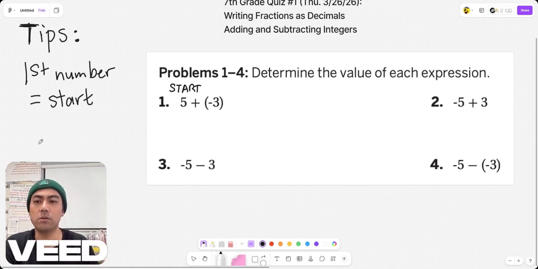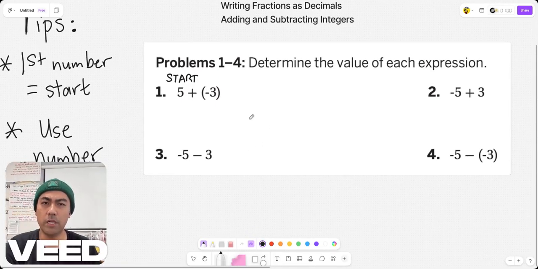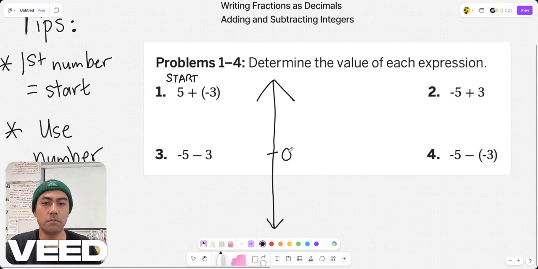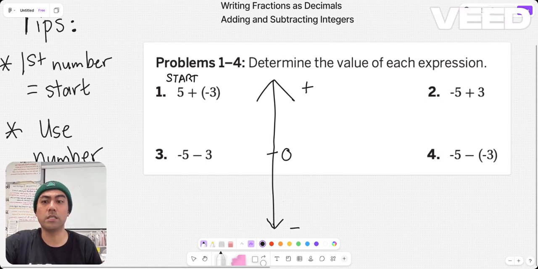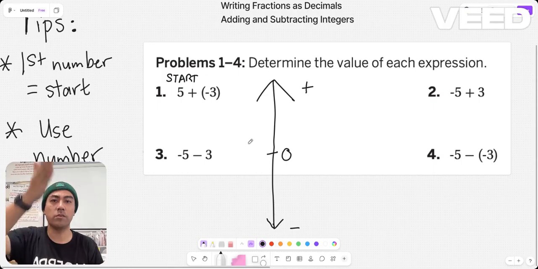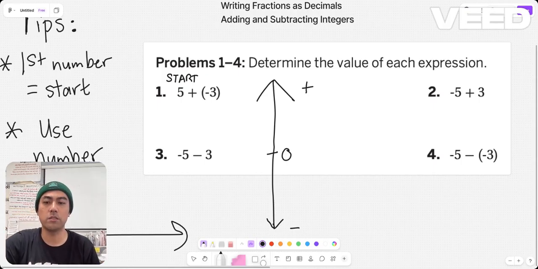The next thing we're going to do, another tip that I have for you all, is if you want to draw a number line, okay, use a number line to help you with this problem. And I'll show you how to do it with a number line right now. So I'm going to draw a number line. On my number line, I'll put 0. And just know that the positive numbers are above 0 and the negative numbers are below 0. Another thing to consider is when I say use a number line, if you don't like using a vertical number line, you may use a horizontal number line if you like horizontal number lines better.